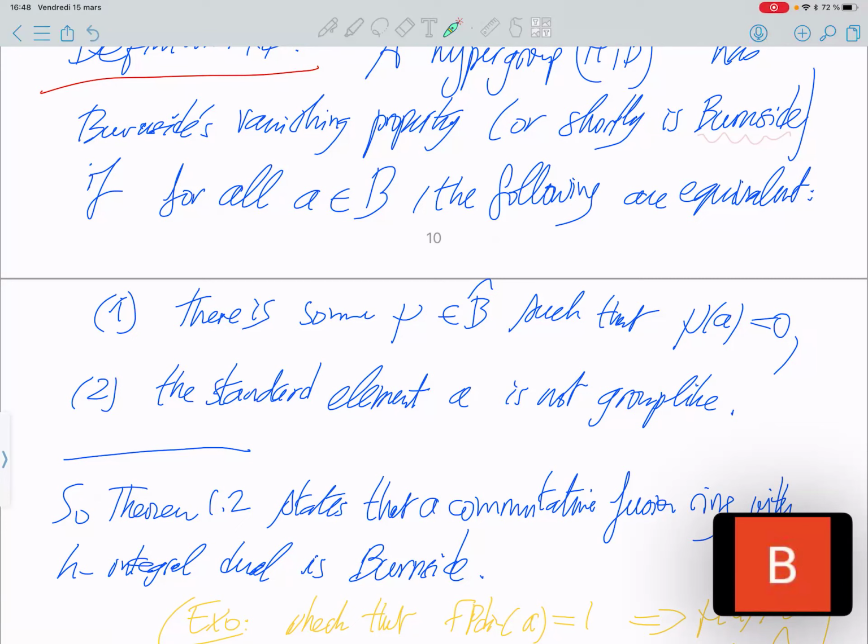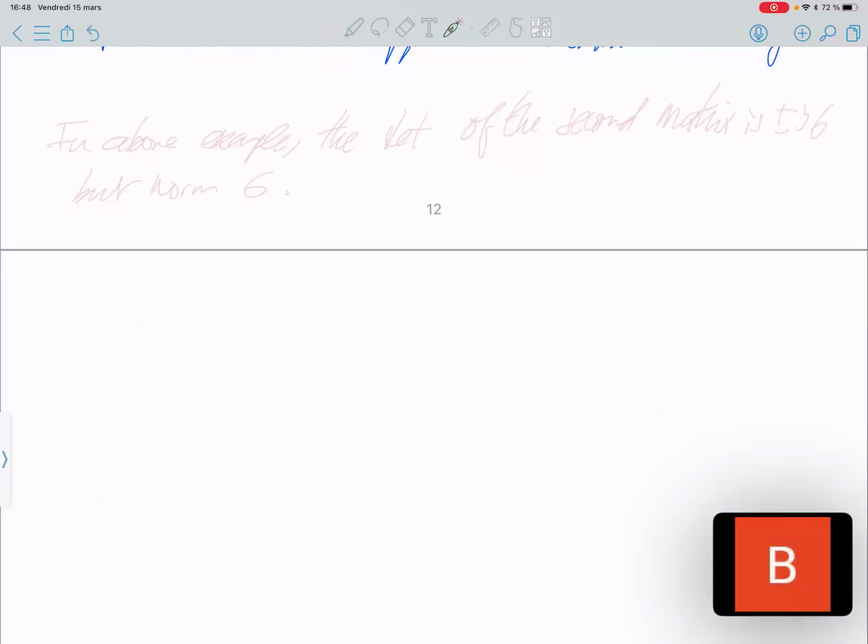Okay. So more generally, in general, it is easy to see that a hypergroup is Burnside if and only if the set of invertible standard elements coincides with the set of group-like elements, as I explained for commutative fusion rings.